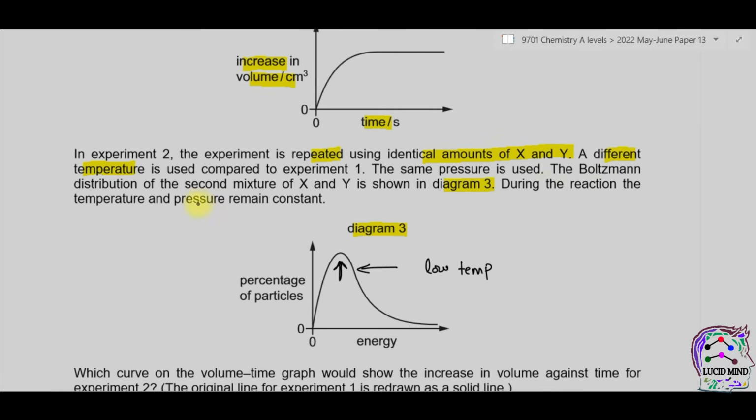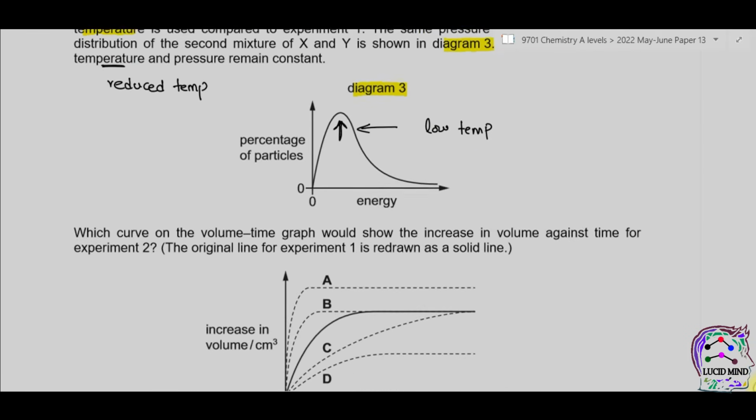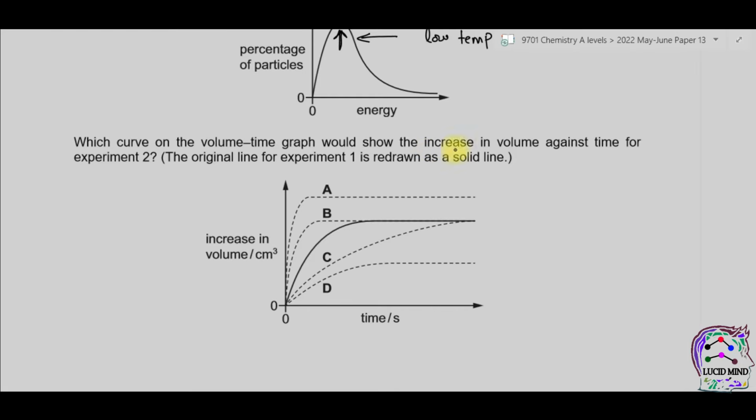During the reaction, the temperature and pressure remain constant. Now we are talking about this temperature, which is actually reduced temperature. Which curve on the volume time graph would show the increase in volume against time for experiment 2? Now you have to find out the rate of reaction, because there is still an increase in volume, but what would be the increase in volume compared to the previous experiment?